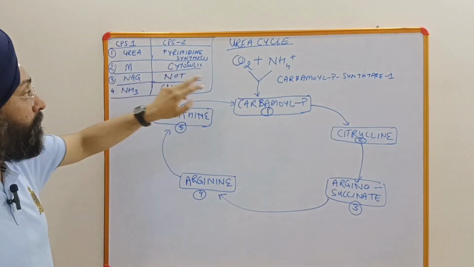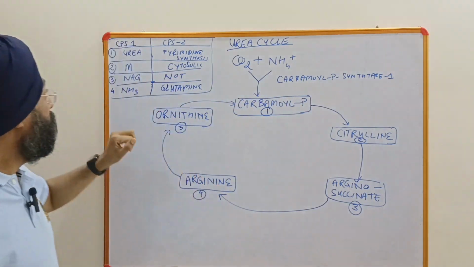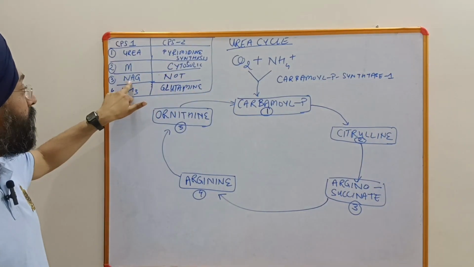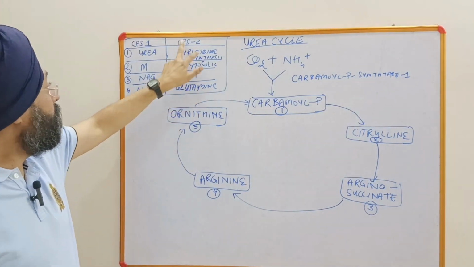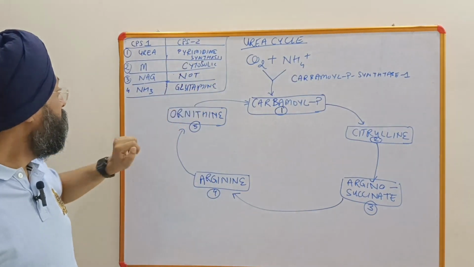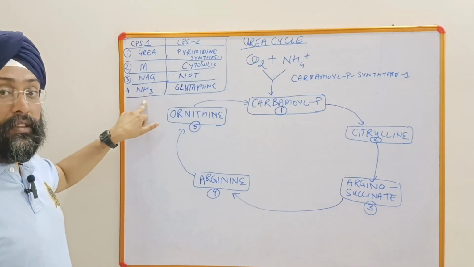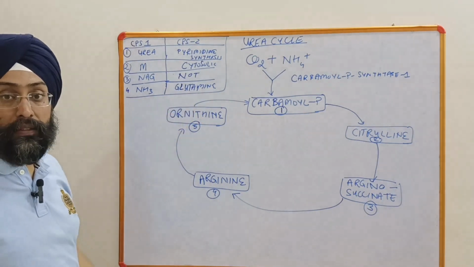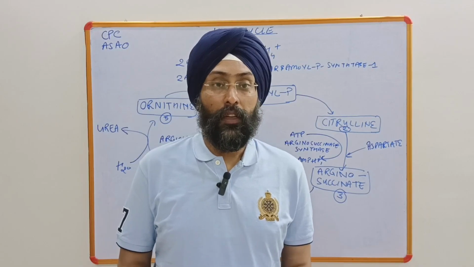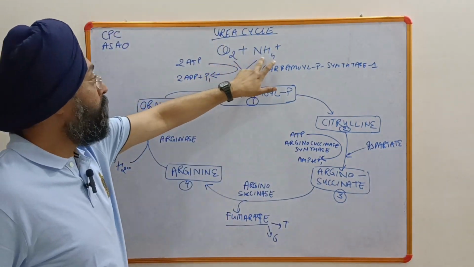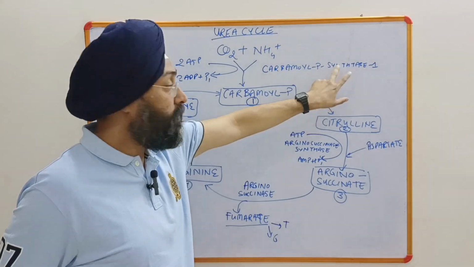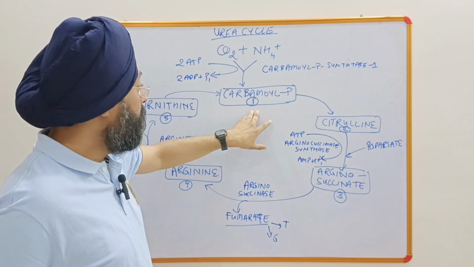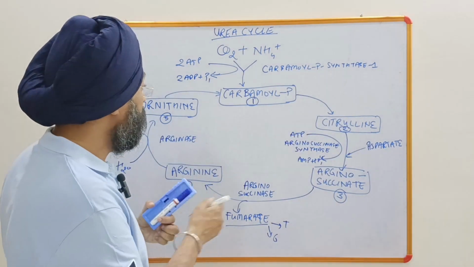Carbamyl phosphate synthetase 1 is a mitochondrial enzyme. And CPS2 is a cytosolic enzyme, right? And CPS1 requires N-acetyl glutamate as a cofactor, and CPS2 does not require any cofactor, right? And in CPS1 the nitrogen is derived from ammonia, and in this case, CPS2, it is derived from glutamine, right? Now, as we discussed, carbon dioxide and ammonia in the presence of carbamyl phosphate synthetase 1 is converted to carbamyl phosphate, right? So this is the first step, and the first two steps take place in mitochondria, right?